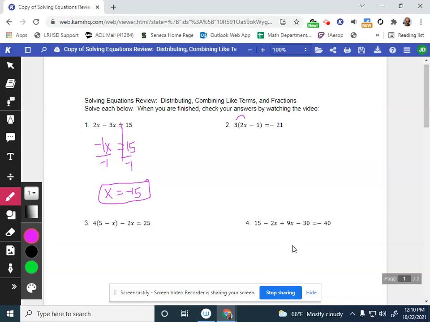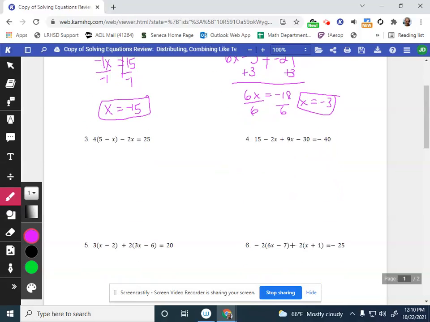Number two, I have to distribute first. So again, I'm going to deal with the left-hand side of this equation first. I'm going to get 6x minus 3 equals negative 21. I'm as simplified as I can be, so now I'm going to start peeling everything away from x. I'm going to add 3 to both sides. I'll get 6x equals negative 18. And then I'm going to divide both sides by 6 and get x equals negative 3.